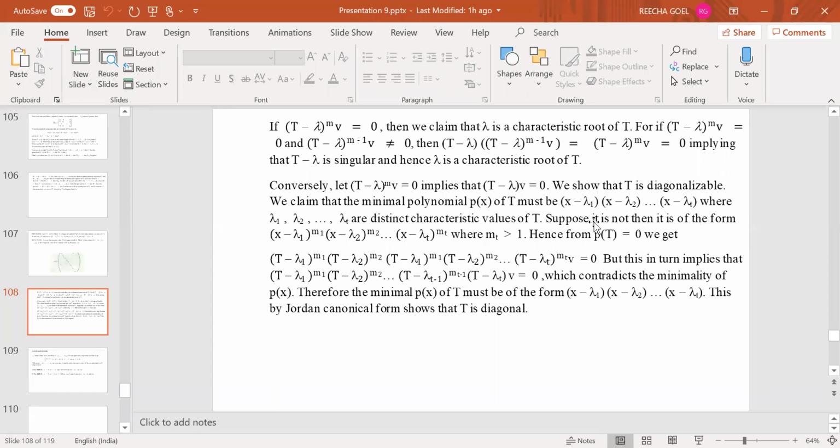And so this particular T is diagonalizable. Hence, by the Jordan canonical form, T is diagonalizable. Okay, this is the characteristic polynomial. This is the minimal polynomial. Therefore, the only entries of the Jordan blocks will be only the diagonal elements lambda 1, lambda 2, lambda 3, ..., lambda t.